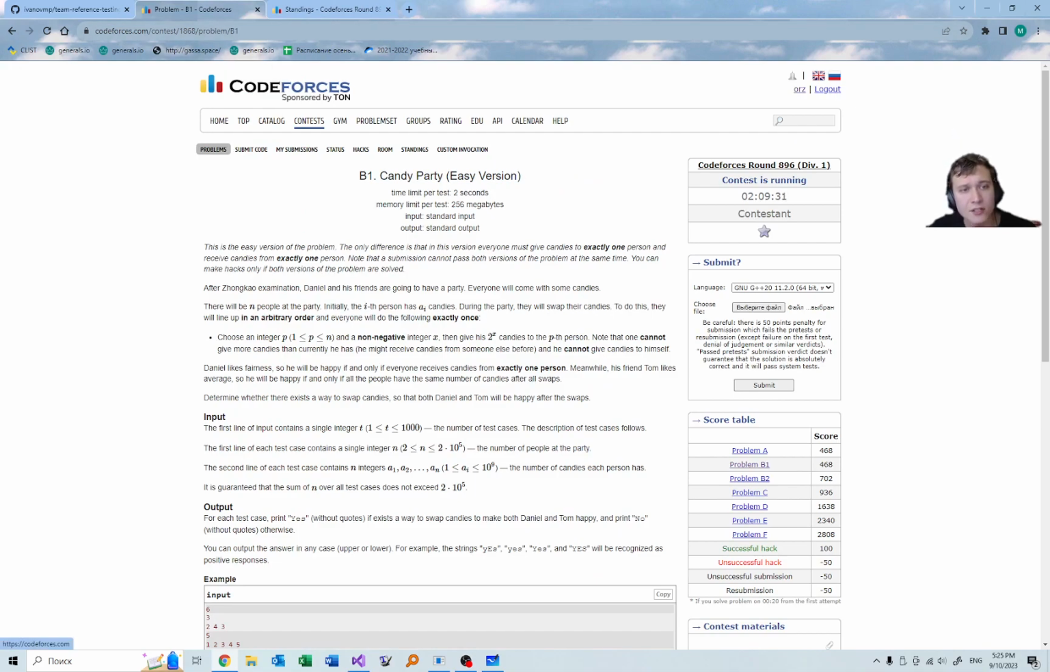So, John Howard examination. Everyone will come with some candies, and people at the party. The ith person has A_i candies. They will swap their candies. To do this, they will line up in an arbitrary order, and everyone will do the following exactly once. Choose an integer p, non-negative x, and give their 2 to the x candies to the pth person, and they cannot give candies to themselves. So we need to make a permutation.